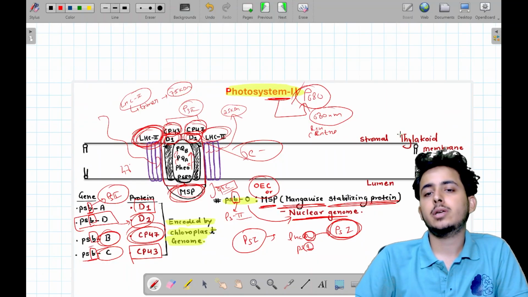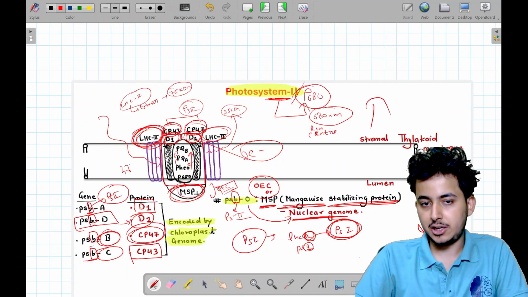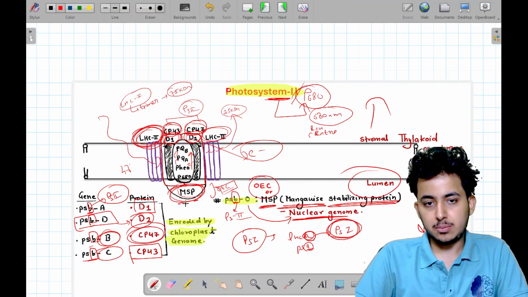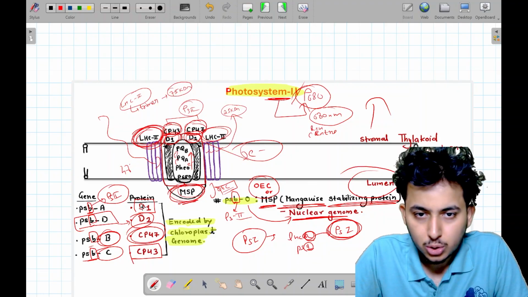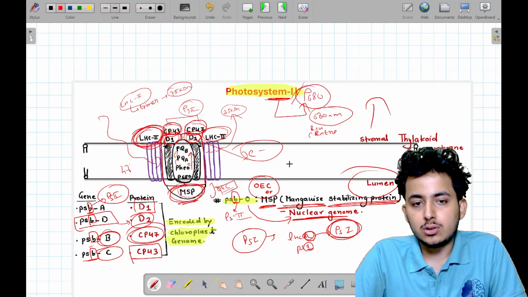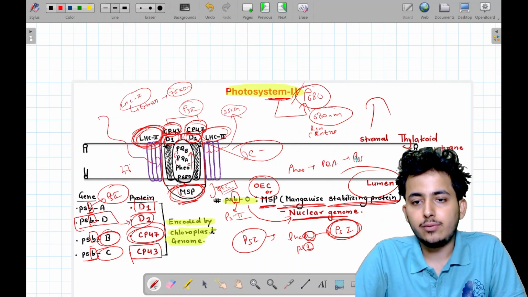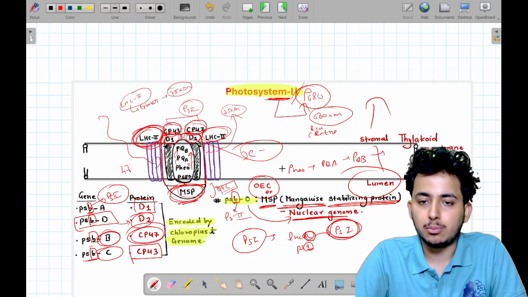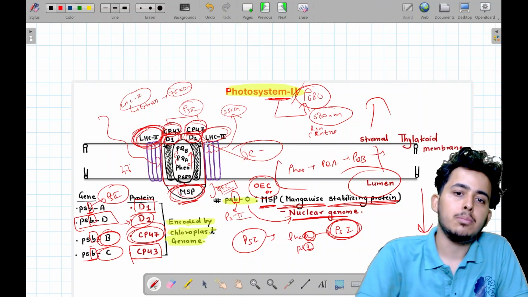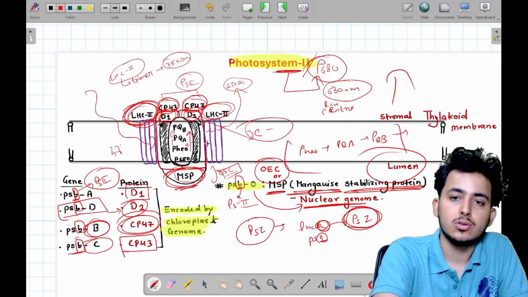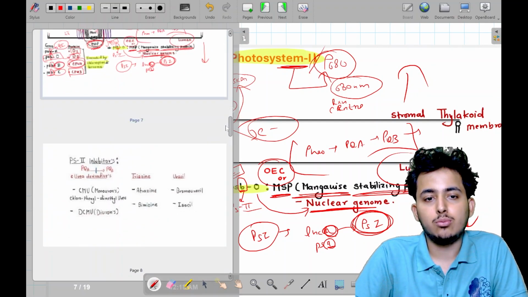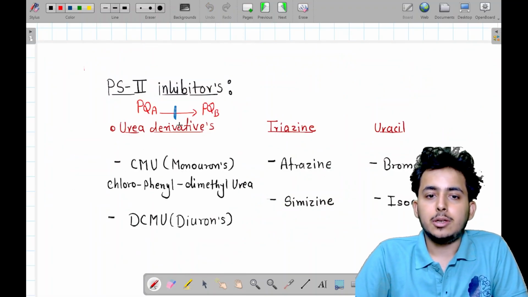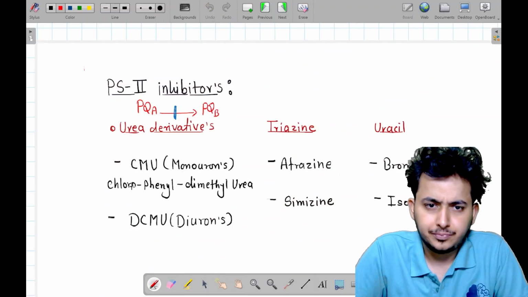On the thylakoid membrane, on the lumen side you have this MSP, and on the stromal side you have the CP43, CP47, D1 and D2 proteins. The flow of electrons happens from pheophytin to PQA to PQB and further to more carriers that we will see in the upcoming lectures. So this is a brief, in a nutshell, about photosystem 2. If this part is clear to you, we can move on to the inhibitors of photosystem 2.